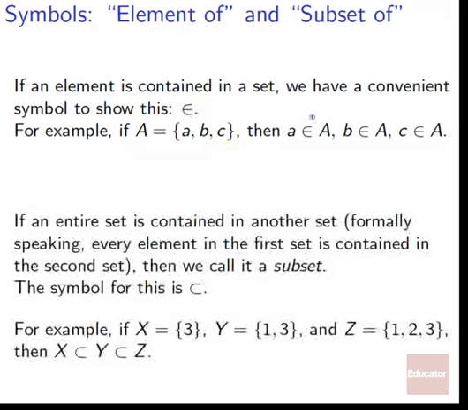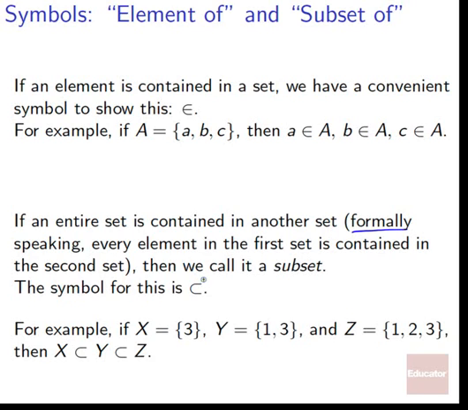So we know that A is an element in it, and we use this symbol right here to show element of. We can also talk about the idea of subsets. If an entire set is contained in another set, formally, as a formal definition, that means that every element in the first set is contained in the second set. So for every element we name in that first set, it shows up in the second set. That's how we're going to formally define it. But you can just think of it as it being inside of the other set. We're going to call it a subset because it's part of the other thing. It's like a subpart. So we call it a subset.